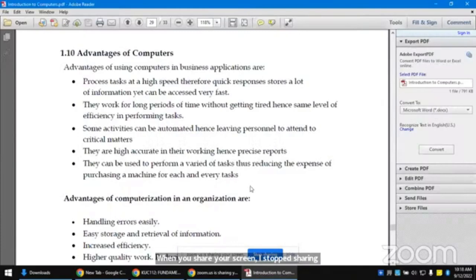The advantages of using computers in business application: they process tasks at a high speed, therefore quick.